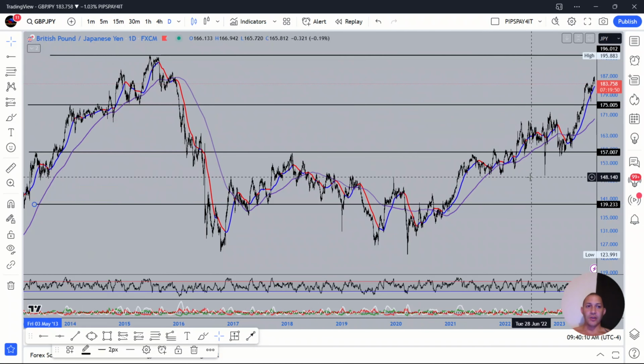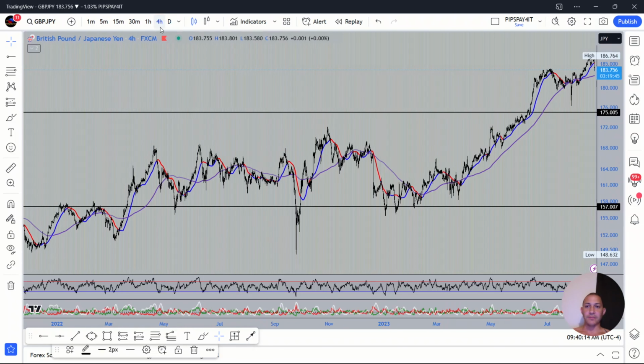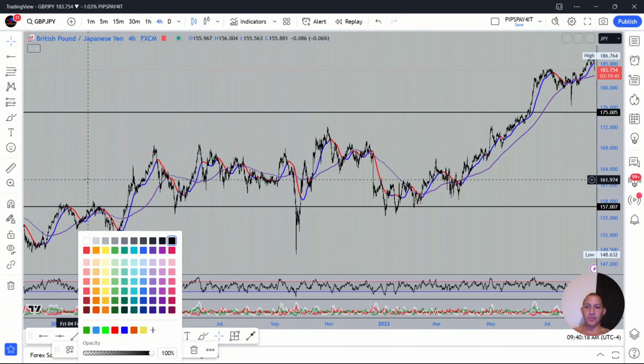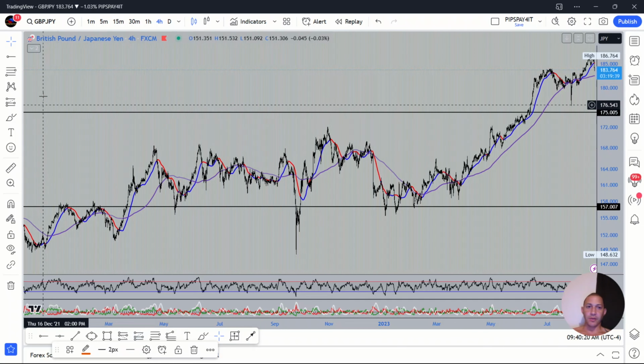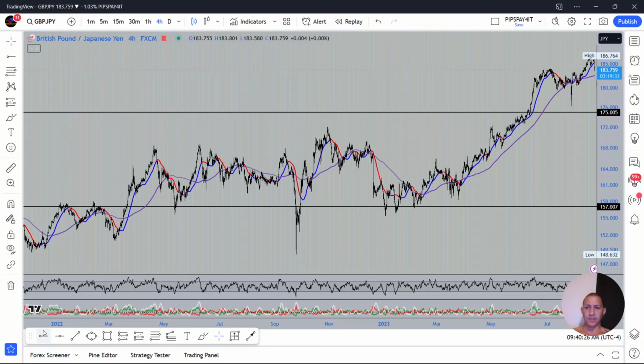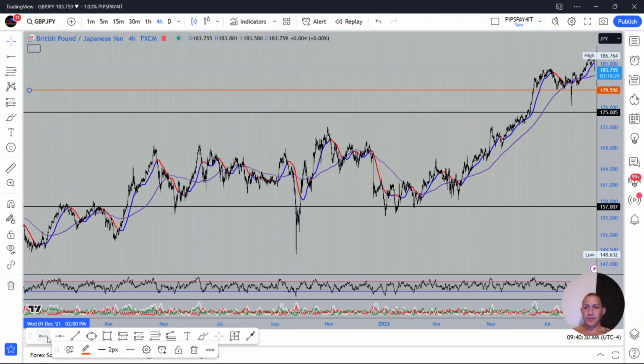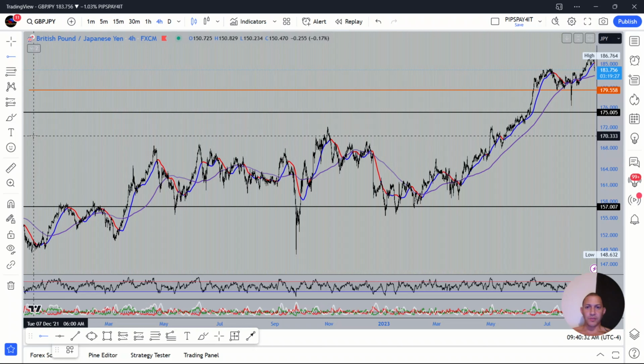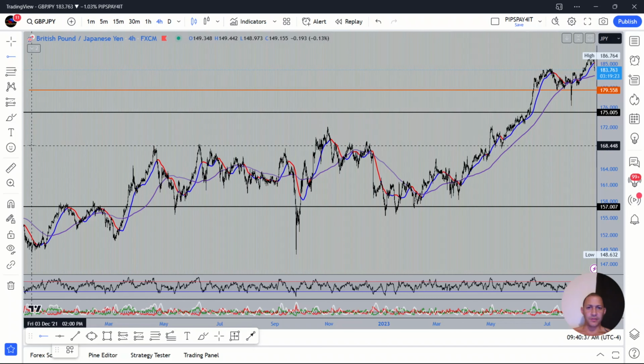So now that we have our daily support and resistance lines, we're going to go down to the 4 hour, right? And we're going to do the same thing, but this time with a different color, which is going to be orange. So we're going to look for support and resistance zones. I'm doing it kind of quick because I'm doing the video, but it doesn't take me that long. It doesn't have to be perfect.